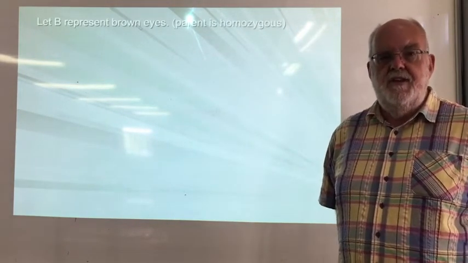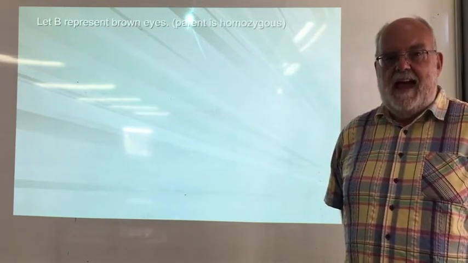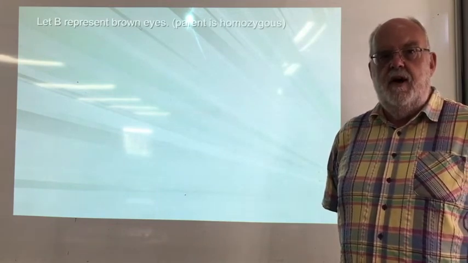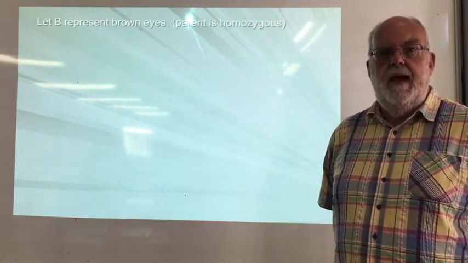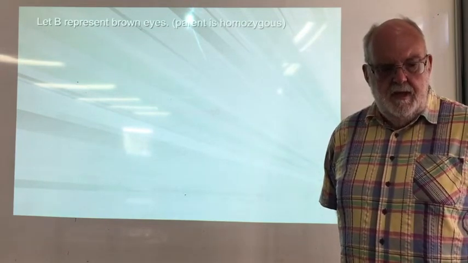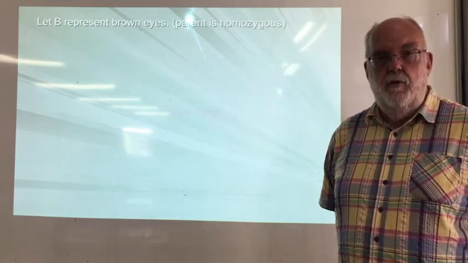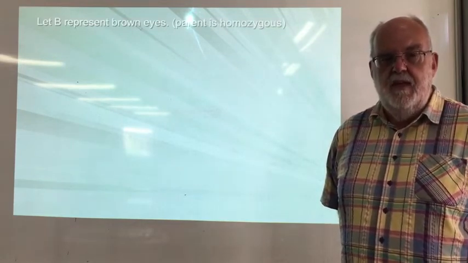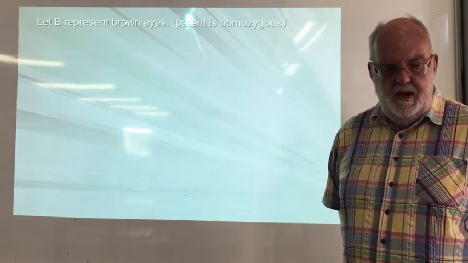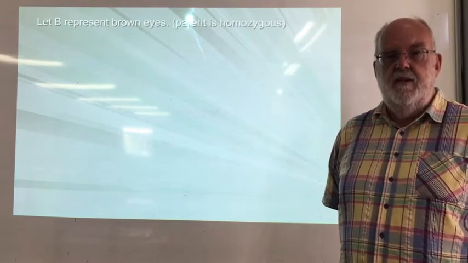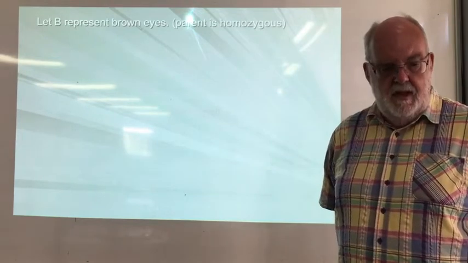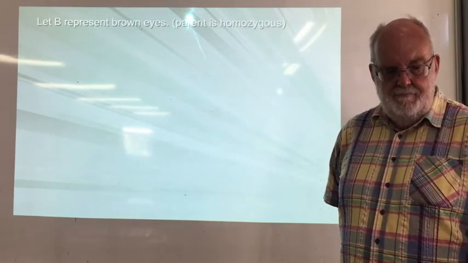Now, in genetic crosses, we talk about alleles, not in a cumbersome way of writing words like brown for eye colour or blue for eye colour. We allocate the different alleles a letter, and as a general rule, we use capital letters for the dominant characteristic. So let B represent brown eyes, and the parent is homozygous for brown eyes. So that parent has inherited two alleles, one from each of their parents, and each of those alleles is capital B.